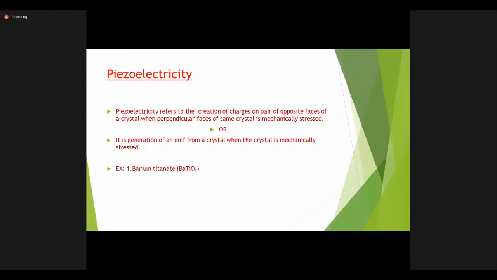Examples of piezoelectric crystals are barium titanate. Barium titanate is also a ferroelectric material. The applications are in ultrasonics and in crystal oscillators.